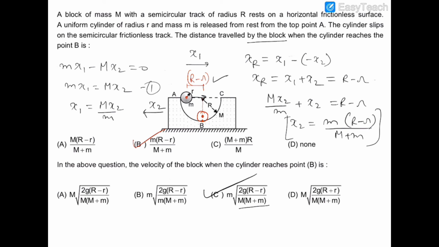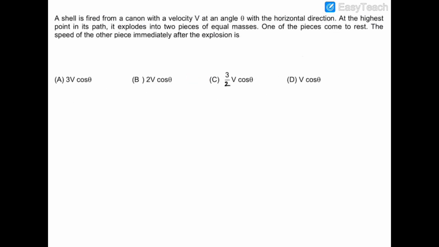Now let's move on to the next question. In this question, it is given that there is a shell which is fired from a cannon with some velocity v at an angle of theta with the horizontal, like that. Let us draw the diagram.